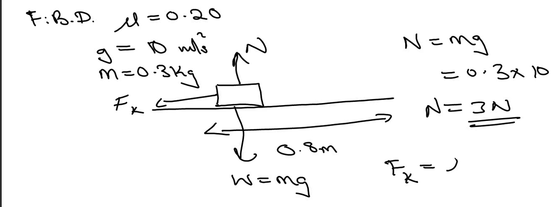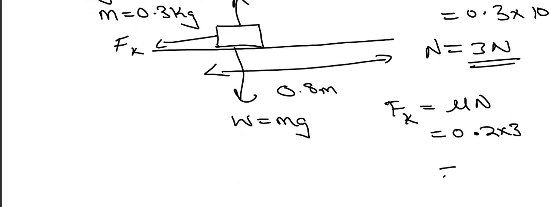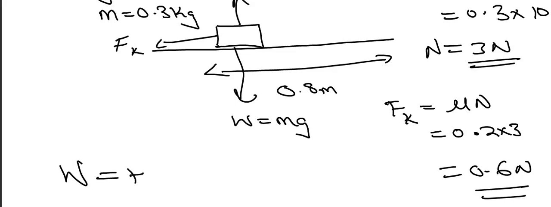Once you get the normal force, you can now get the frictional force. The frictional force is mu times the normal force. I hope you remember this. The coefficient of friction here is 0.2. We multiply it by 3. That's going to give us 0.6 if I'm not mistaken. This is going to be the frictional force. So the work done by friction is negative force times the distance, negative 0.6 times the distance we are covering, which is 0.8.